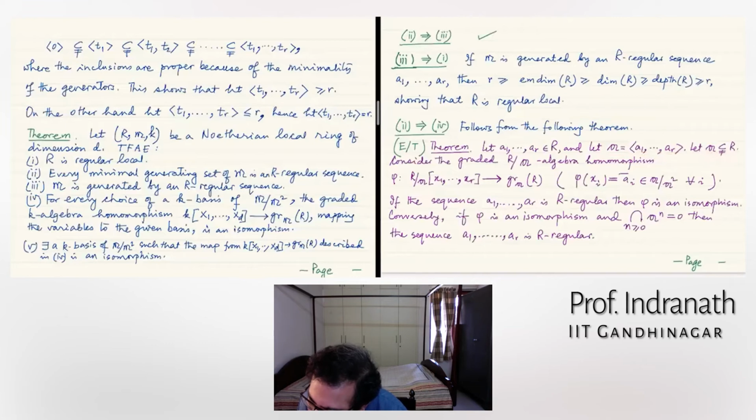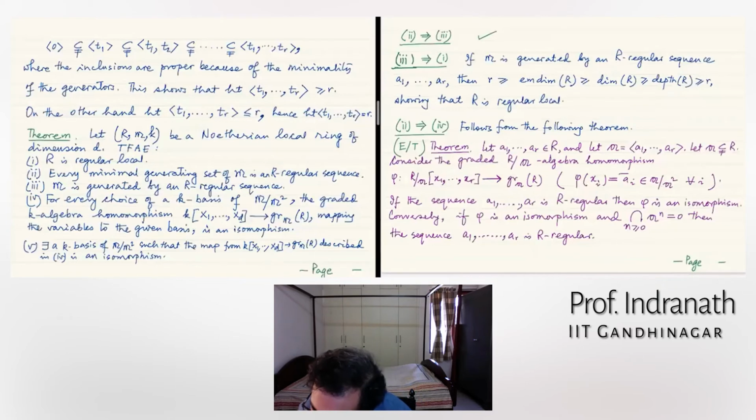Now consider the graded R mod A algebra homomorphism given by x_i going to a_i bar, where a_i bar is the image in A mod A square. Now if this sequence is R-regular, then phi is an isomorphism, and conversely, if phi is an isomorphism and if you have this condition, which you have seen when we were talking about the separated condition in my previous lecture, then this sequence is regular. Okay. So if you use this, then it kind of follows.